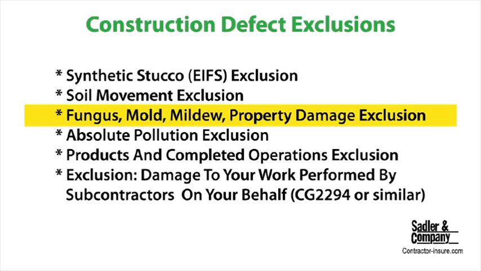If you're concerned about this exclusion, you can buy a special mold and pollution liability policy from the high-risk marketplace that has a minimum premium that starts out in the $2,500 to $5,000 range.